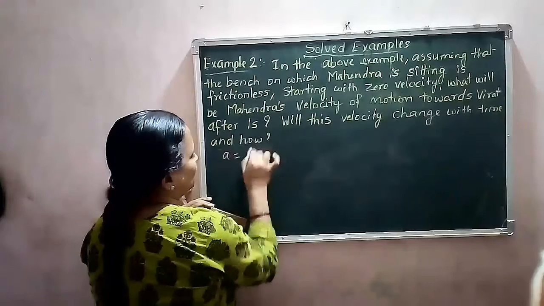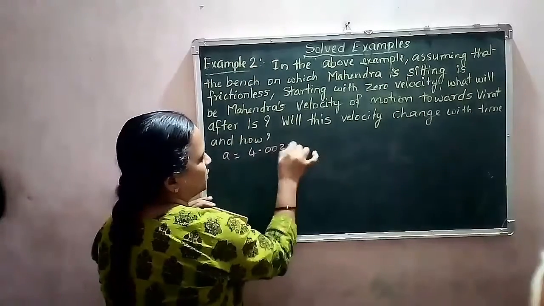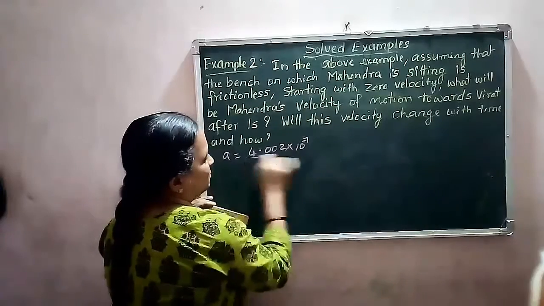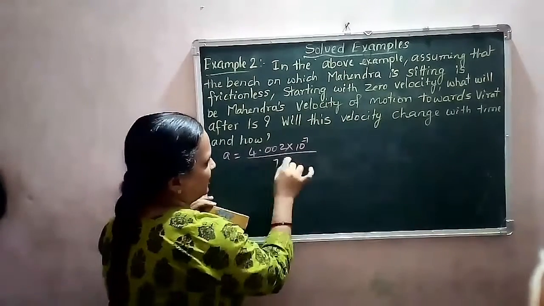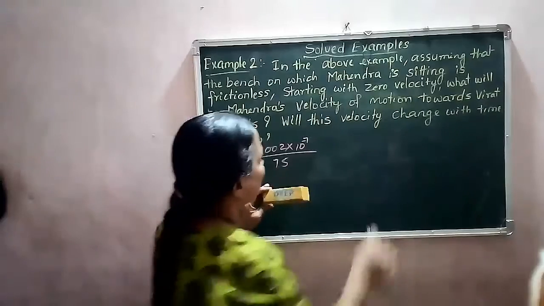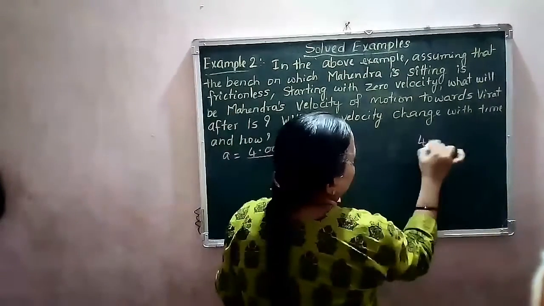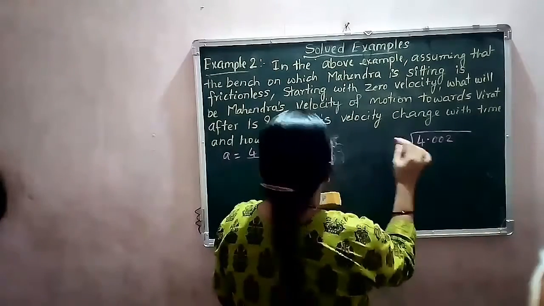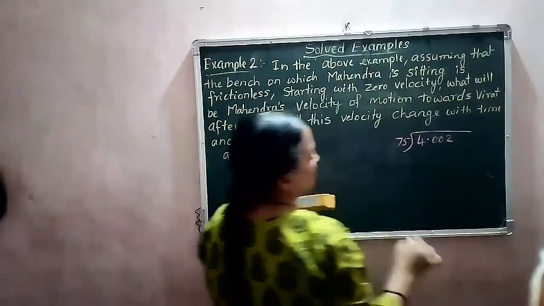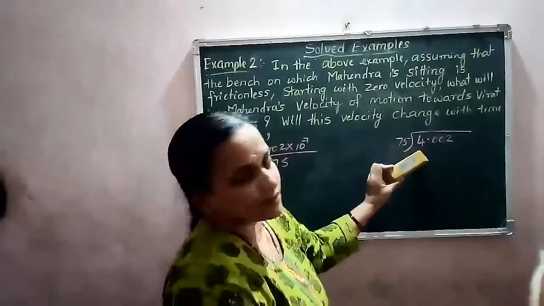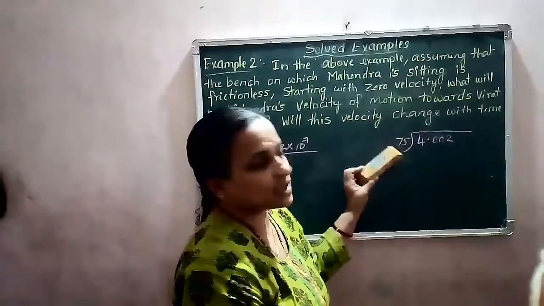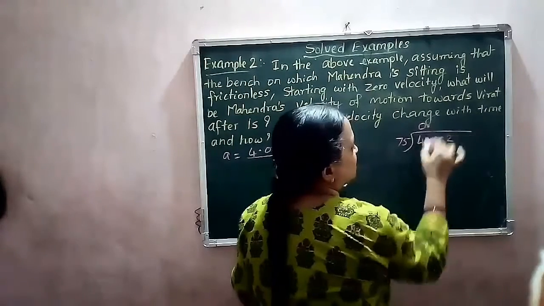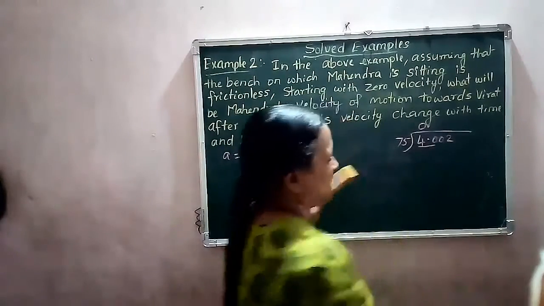A is equal to 4.002 into 10 power minus 7 upon M, which is 75. So, simplify this: 4.002 divided by 75. Now, 4 is very much less than 75. So, put 0 point. So, you are getting now 40.